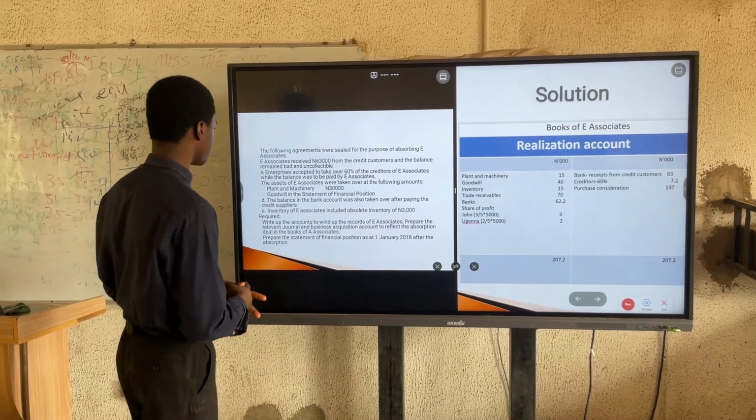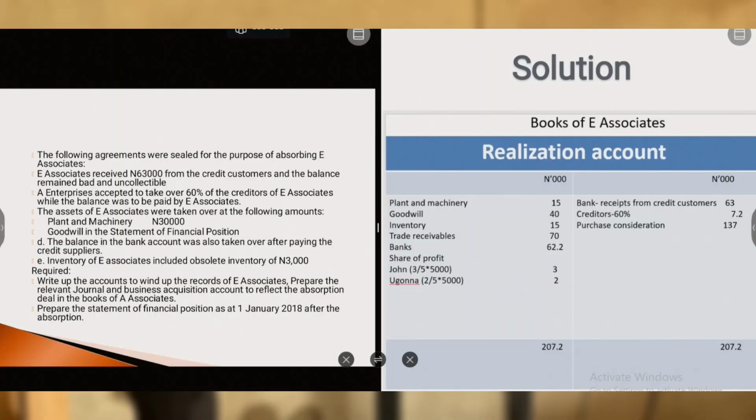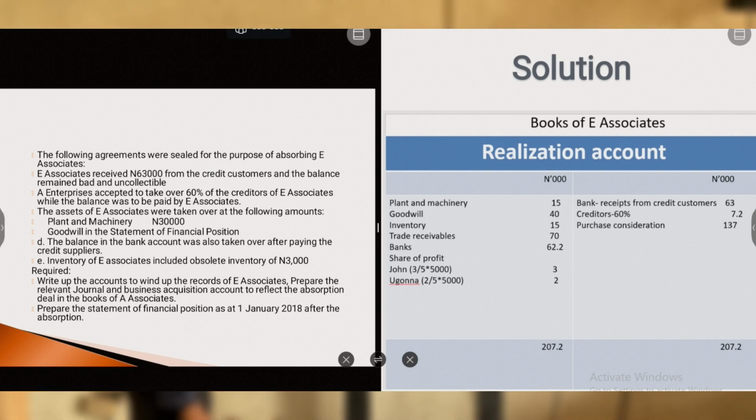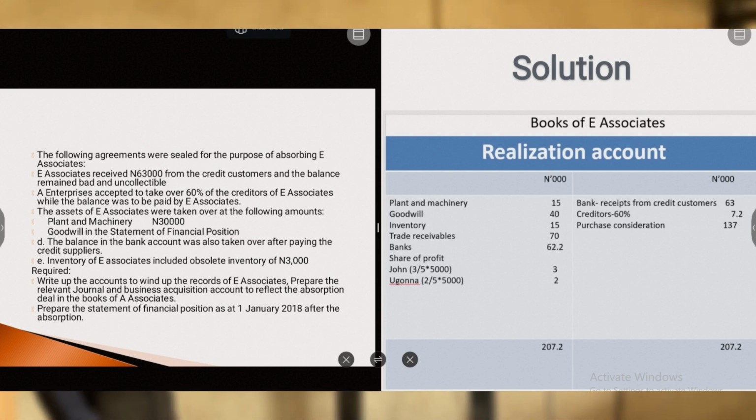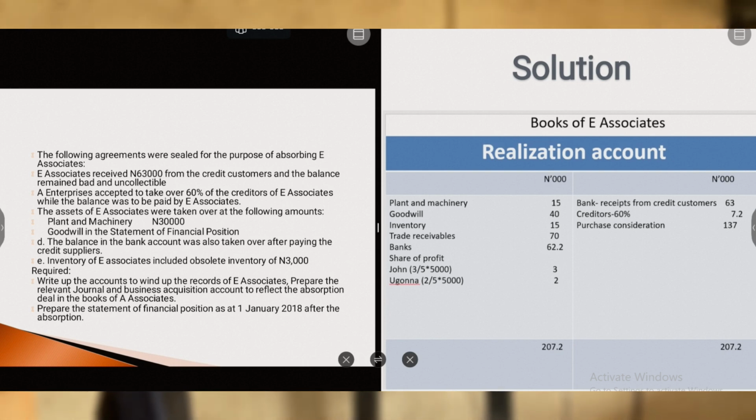The first one: E Associate received 63,000 from the credit customers and the balance remained bad and uncollectible. A Enterprise accepted to take over 60% of the creditors of E Associate, while the balance was to be paid by E Associate. The assets of E Associate were taken over at the following amounts, meaning there was a revaluation, right? That's what it means. And then the next one is the balance in the bank account was also taken over after paying the credit suppliers. Inventory of E Associate included obsolete inventory of 3,000.